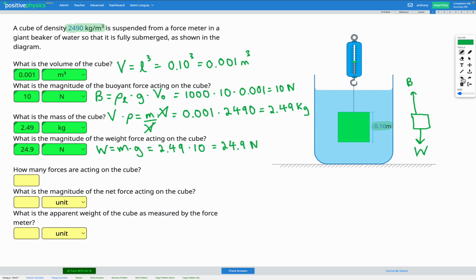And we also have the force meter, which has a string attached that's pulling up on our cube as well. I'm going to call that our tension force. The tension is the force pulling up on our cube from our force meter. So those are our three forces acting on our cube. So I can fill in that next question. How many forces are acting on the cube? We've got 3.